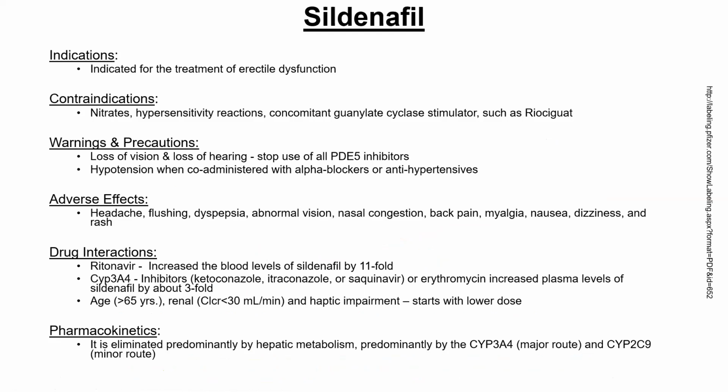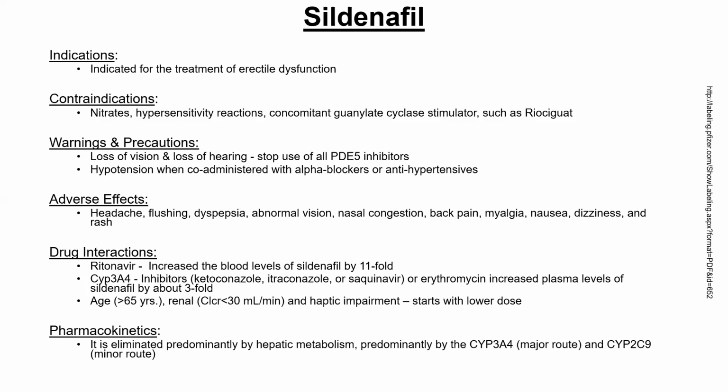The first drug which was developed in this class is sildenafil, and the indication is the treatment of erectile dysfunction. Contraindication is actually pretty obvious. Nitrates, if you remember from the angina lecture, nitrates also work through soluble guanyl cyclase and cause an increase in cyclic GMP. So you don't want to use anything that can potentiate the effect of this drug. And hypersensitivity reaction, which is associated with the drug itself or the preservative in the drug. And you also don't want to use any other guanyl cyclase stimulator.